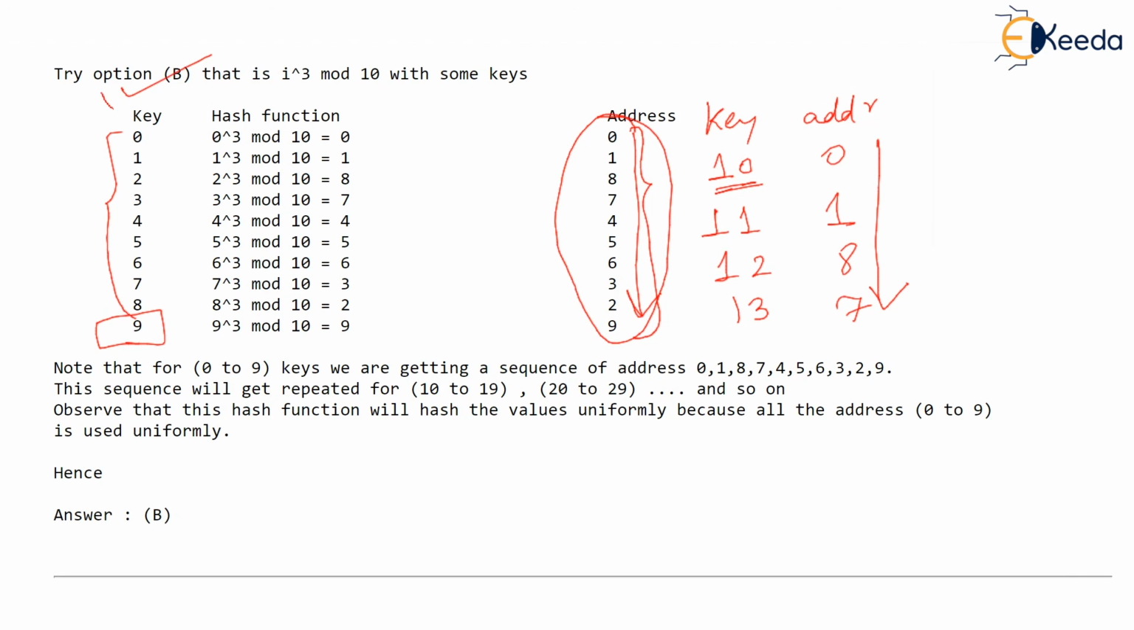And there is no need to check the other options C and D because one of the options was supposed to be ticked. I hope you have understood. Very interesting question, isn't it?